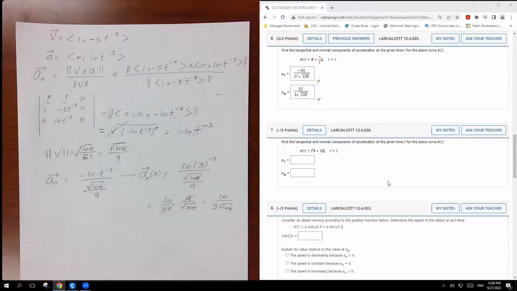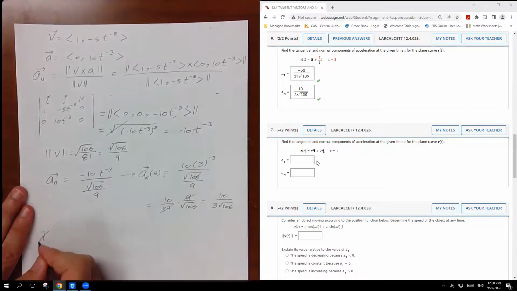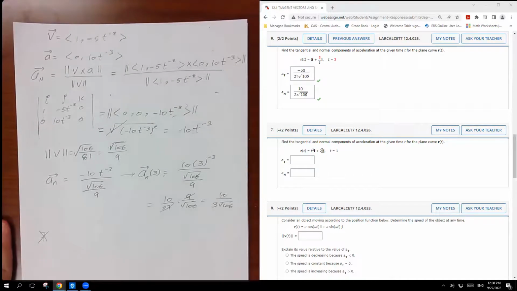That's it. Example 7, you're going to do exactly the same thing, the same steps. So I'm going to leave this one for you. And there is no red line, so you're going to get exactly the same number and the same t.